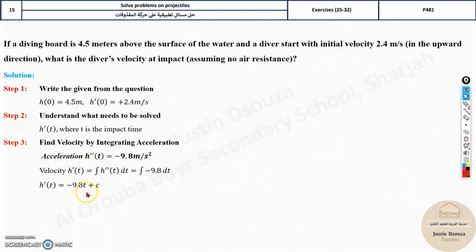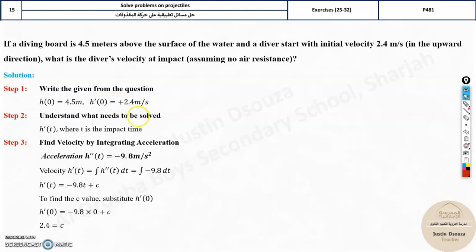Now when you integrate it, you will have a constant of integration, that is C. How do you find the C? You know the initial velocity, h dash of 0, is 2.4. So instead of time t, substitute 0. All you do is take h dash of 0, and we know that value is 2.4. So substitute wherever t is there as 0, and substitute this 2.4 meters per second. h dash of 0 is 2.4. On the right side, this becomes 0. What is remaining? C. So basically the C value is the initial velocity.